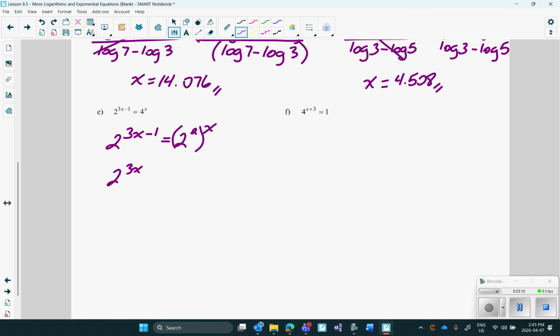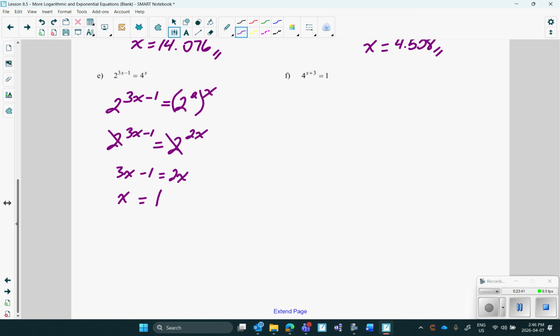So 2 to the 3x minus 1. Well, when I raise one power to another, I multiply the exponents. So I am left with 3x minus 1 equals 2x. Take the 2x over here, it becomes minus 2x. Take the minus 1 over here, it becomes plus 1. That's my answer. x is plus 1. Okay, so remember, take a look first. Always see, hey, can I do it without logging both sides?